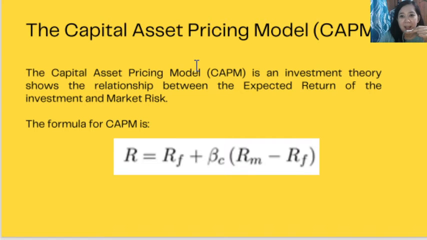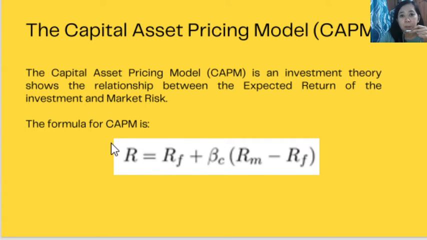Okay, aside from the return, there is also market risk, or risk that is associated with it. This is the nature of investment: there is return, there is risk. To actually look into the relationship between the return and the risk, this CAPM model will help us identify these factors.